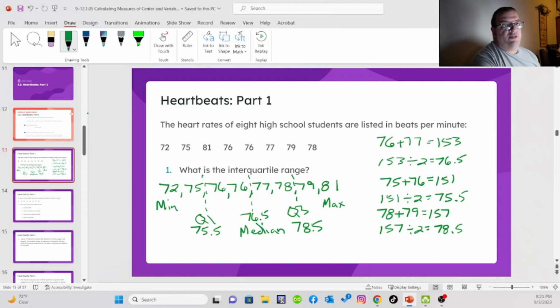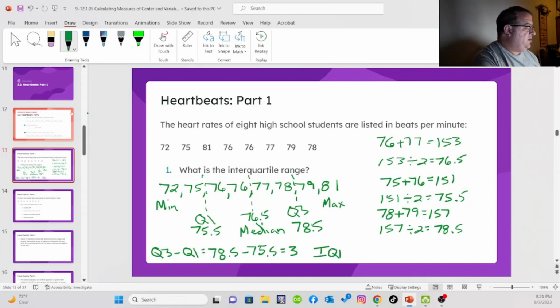Now, in order to find the interquartile range, we are going to take Q3 and subtract Q1 from it. So in this case, that means we're going to take 78.5 and we are going to subtract 75.5. And that equals 3. So the interquartile range, or IQR, equals 3.